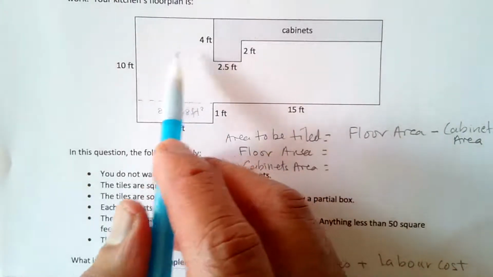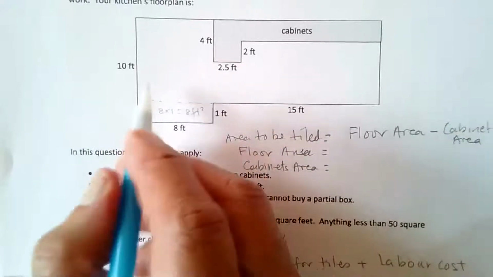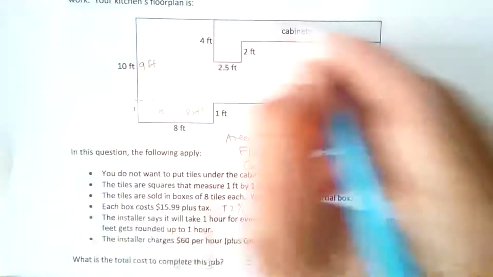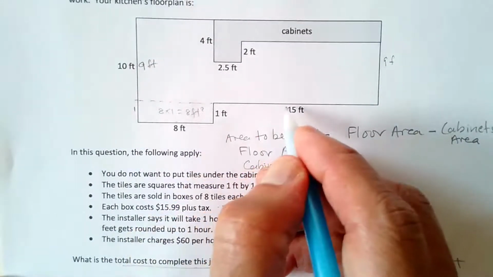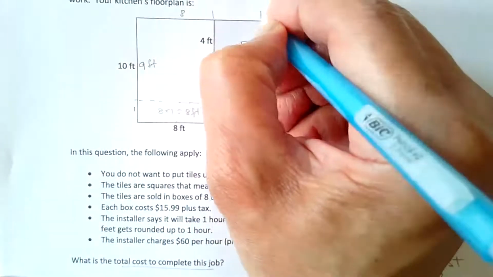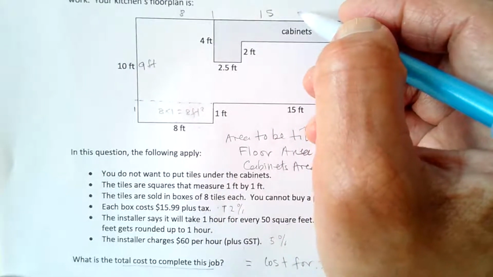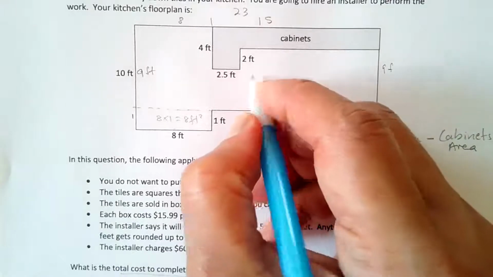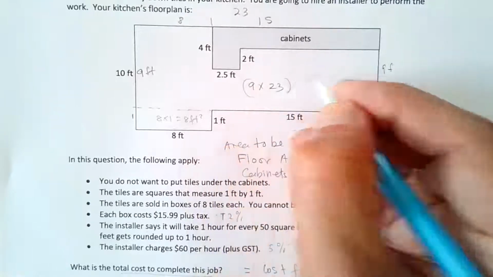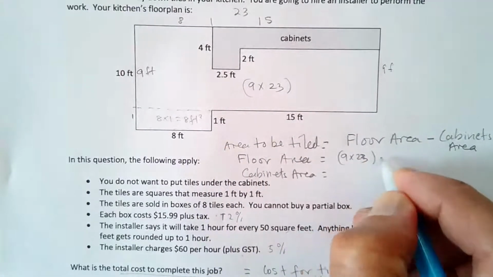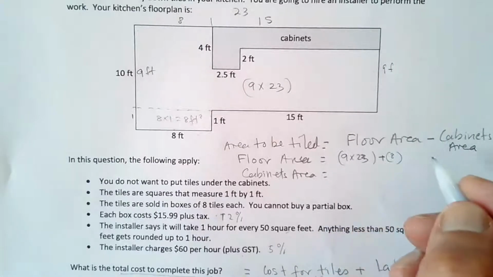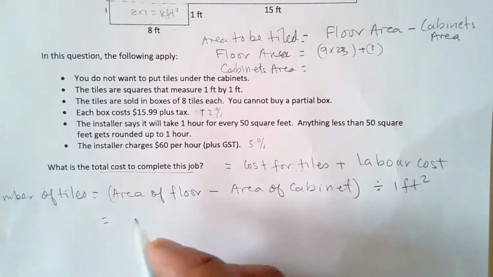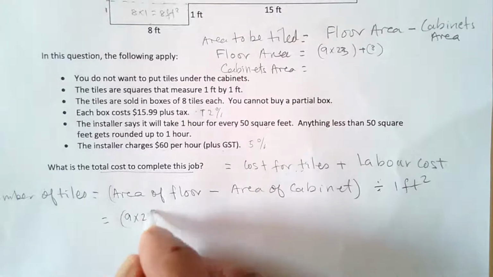Now the area of the rest of the floor: this is 9 over here. The entire length here would be 8 plus 15, from here to here, which gives us a total length of 23. So the floor area will be 9 times 23, plus 8 times 1, which is 8. Let's record that here: the area of the floor is 9 times 23 plus 8.